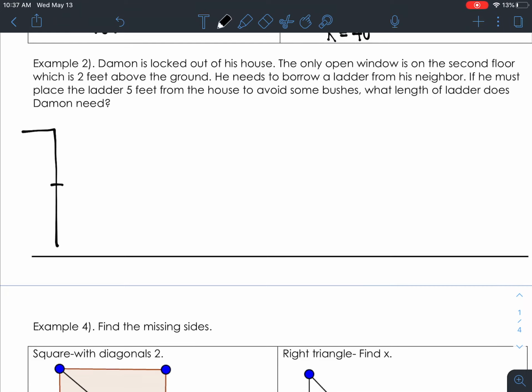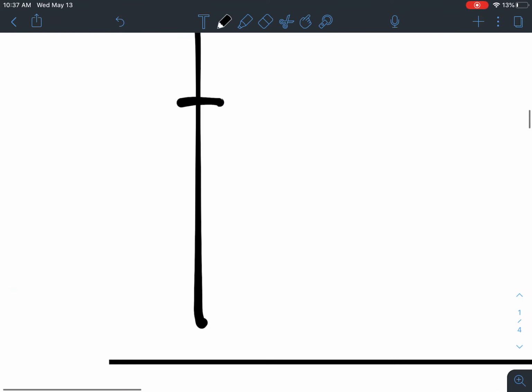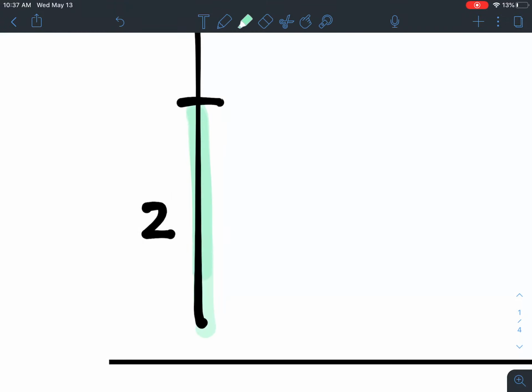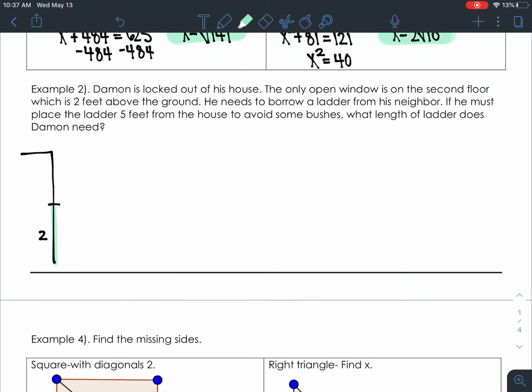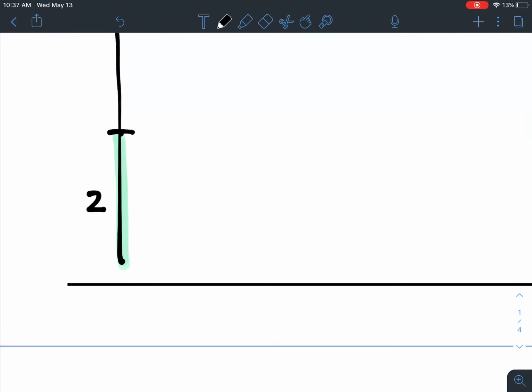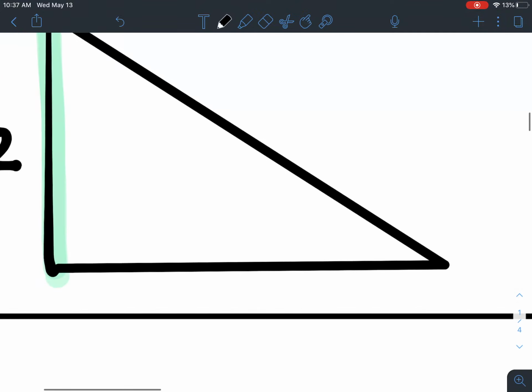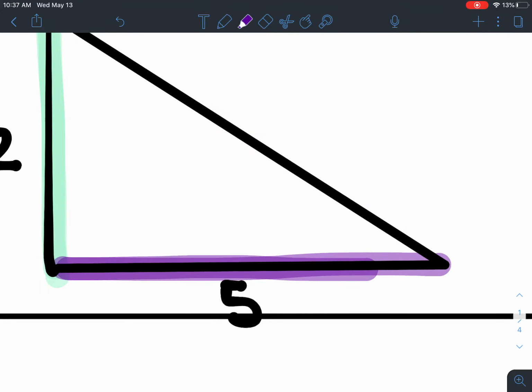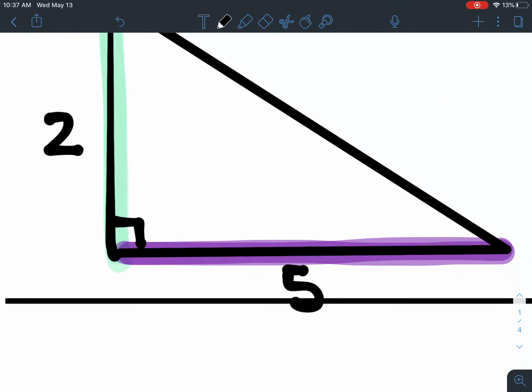It says that the window is 2 feet above the ground, so this segment right here is 2. Then it says that he needs to borrow a ladder from his neighbor. If he must place the ladder 5 feet from the house, so he's placing this ladder so he can get into the window, this right here is the ladder. But the ladder has to be 5 feet away from the house, so this segment right here is the 5. And we're assuming that the house is built at a right angle.